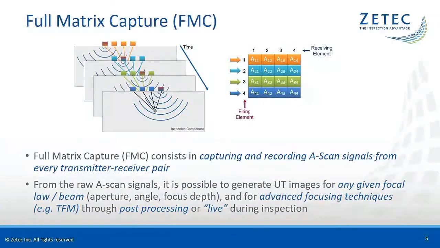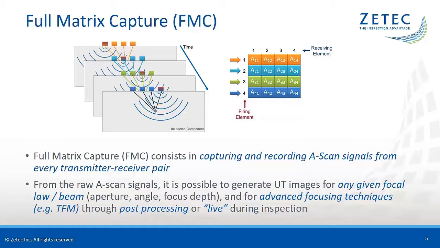With the full matrix capture or FMC technique, the elementary A-scan signals from every transmitter-receiver pair are captured and recorded. Like the image on this slide shows, the elements of the probe are pulsed one by one, and for each pulse, the reflected signals are received on each element. At the end of the sequence, for a probe with 4 elements, a matrix of 16 A-scan signals is recorded. For a more realistic situation, a probe with 64 elements, we will have a matrix of 4,096 A-scans.